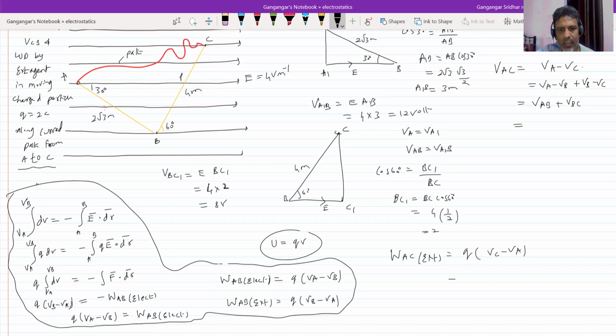So what is VAB? VAB we already calculated, it is equal to 12. Where is the value of VBC? Here, 8 volt. So it is 20. Next, I'll substitute this one. So charge times VAC is this much. VCA is how much? Minus 20. Minus 40 joule. I changed the path to be from A to C, no?